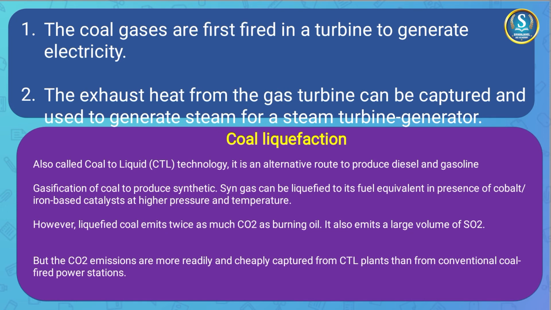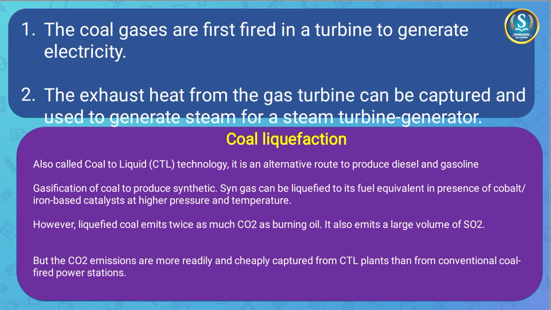And the heat that comes out of the exhaust, you can capture this heat, and that can be used to boil water, and that boiling water will produce steam, and that steam can again be used to run the turbine. So you can produce electricity twice using the method once, that is, using just once the coal gas you can produce electricity twice. And now, what is coal liquefaction?